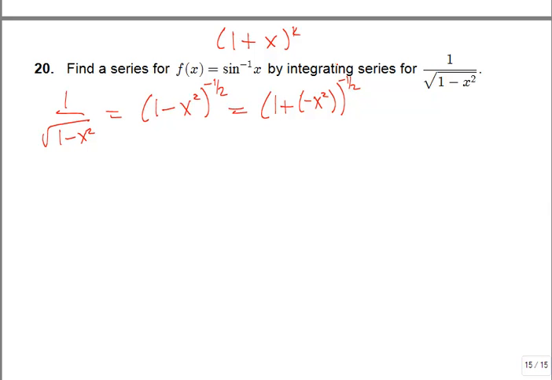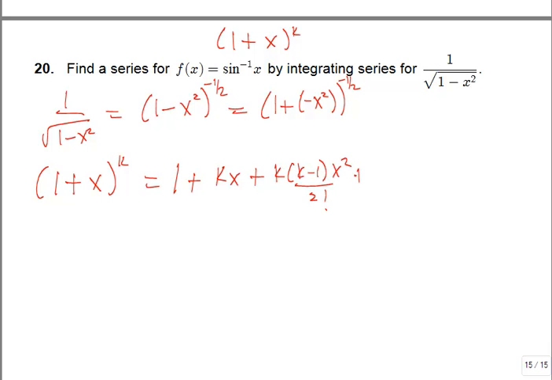So first of all, let's recall what the binomial expansion power series is. 1 plus x to the k is 1 plus kx plus k times k minus 1 x squared over 2 factorial plus k times k minus 1 times k minus 2 x cubed over 3 factorial, etc.